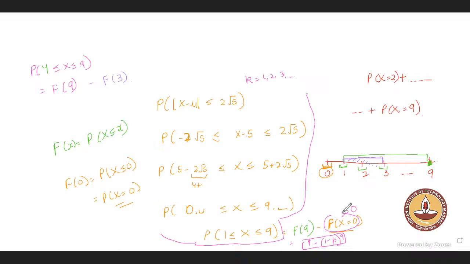Markov and Chebyshev give you bounds. They don't tell you the exact value. Right? Here we are saying that this value is equal to, it means I am telling you the exact value. But Markov and Chebyshev tell you bounds, that this value would be less than or greater than. They don't tell you the exact values.